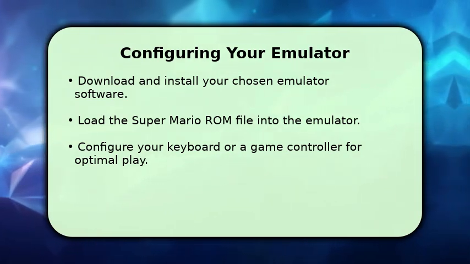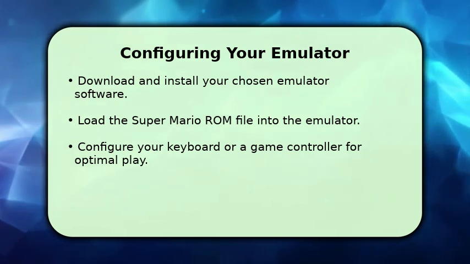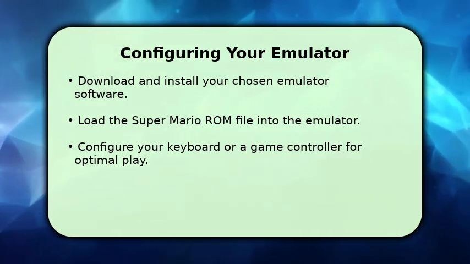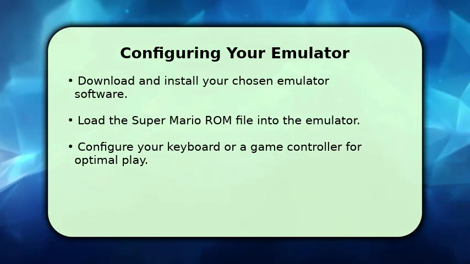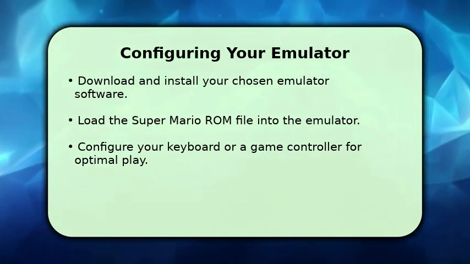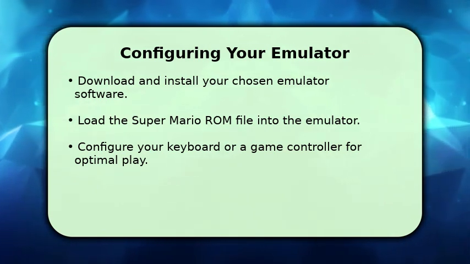Download and install the emulator software onto your PC. After installation, open the emulator and use its menu to load the Super Mario ROM file you downloaded. Then, go into the settings to map your keyboard controls or connect a game controller for a more authentic experience.